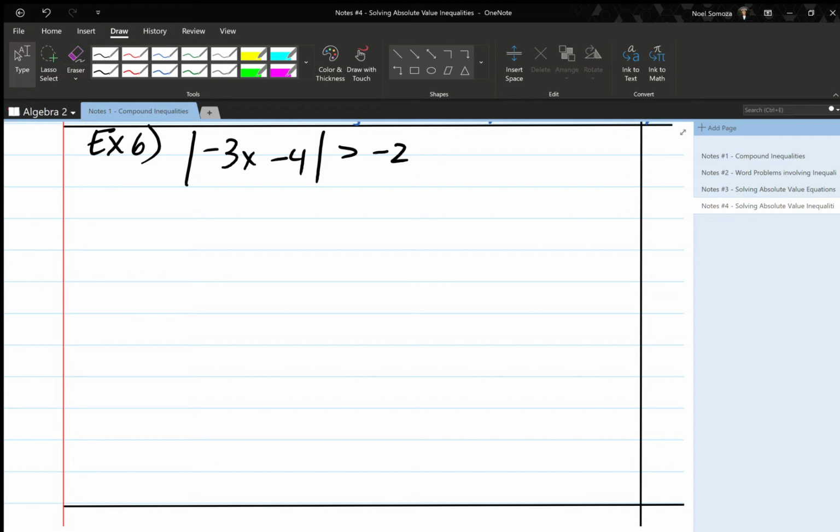Alright, what do you think? Example 6, what do your instincts tell you? Remember this is distance. And we want the distance to be what? Always. In this case, we want the distance to be greater than what?